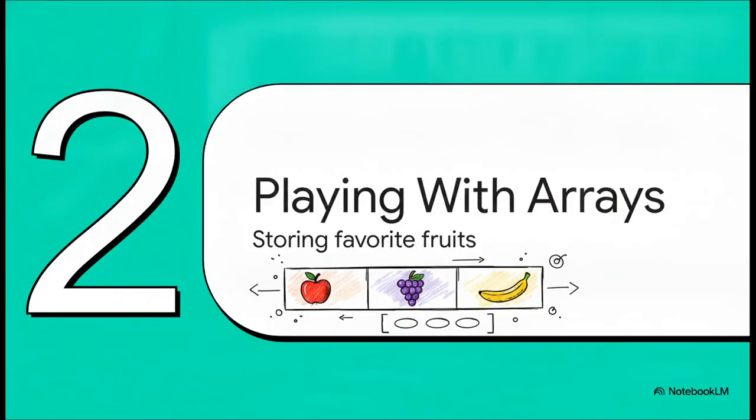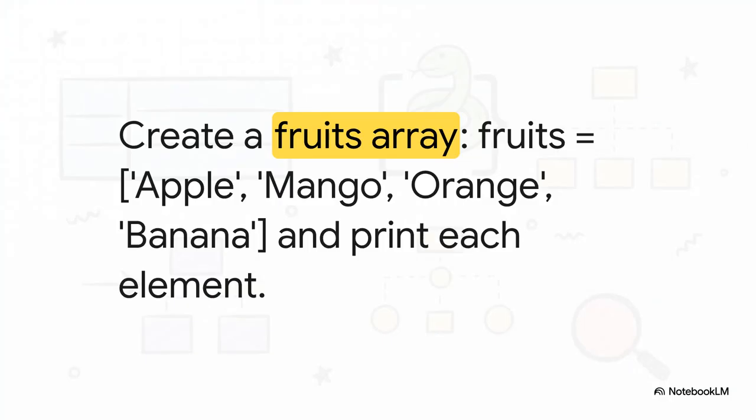Moving on to Section 2, playing with arrays, storing your favorite fruits. Now that we've kind of got the theory down, let's try a mini project to see how this works in practice. We're going to build an array using words instead of numbers. Let's create an array of fruits. We write fruits equals apple, mango, orange, banana.